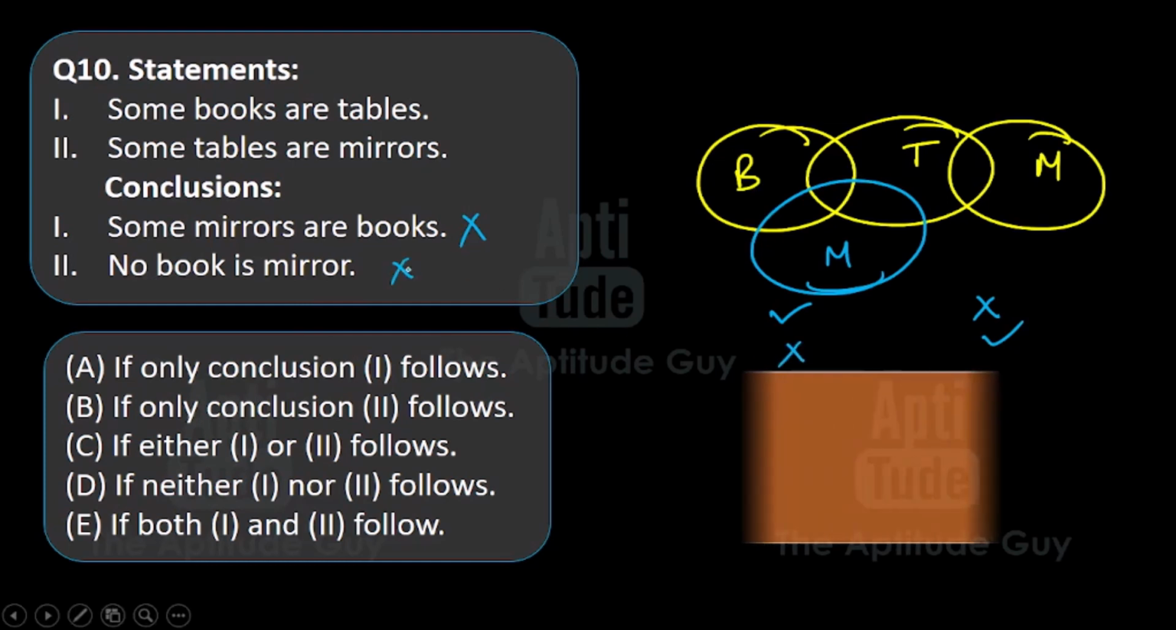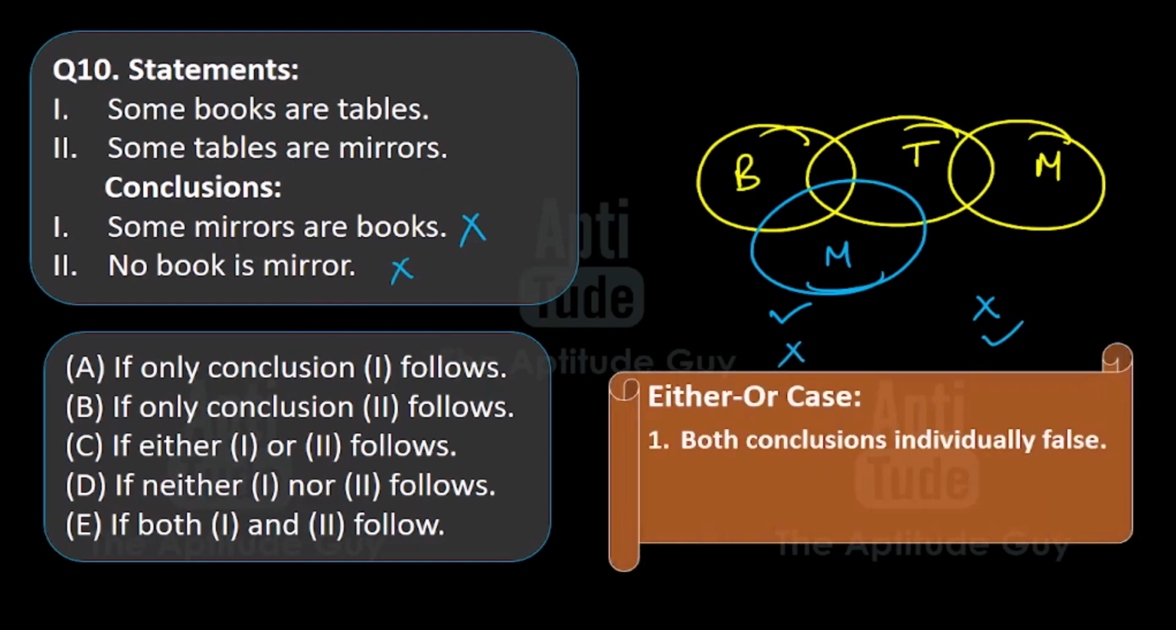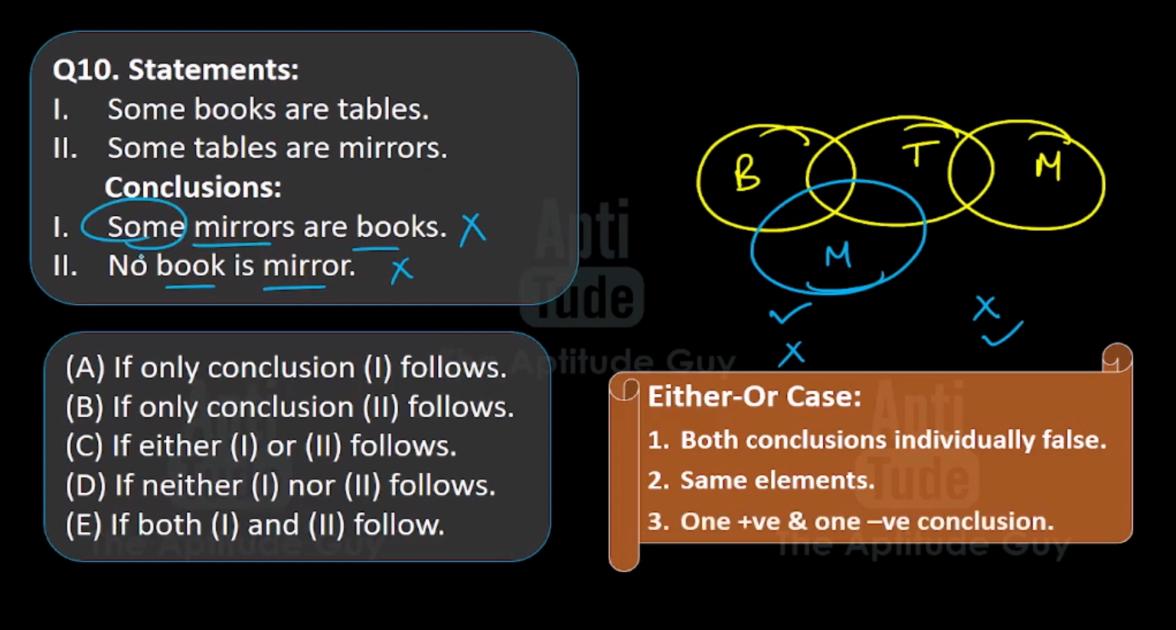And again, we know that in the either or case, both the conclusions are individually false. Yes. Same elements. Let's see. Mirror, mirror, book, book. Yes. And one positive, one negative. One positive, one negative. Done. The answer is option C. Now all of you would have got the correct answer. Congratulations. Either or case is not very easy to master, but if you got the 10th question correct, that means it is in your pocket.